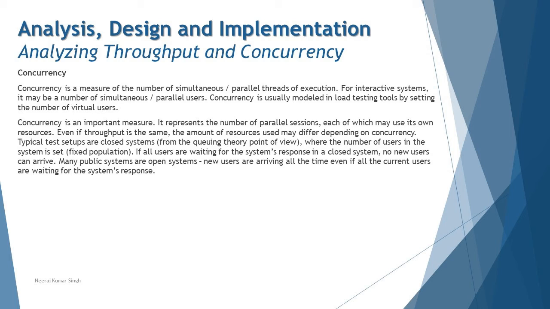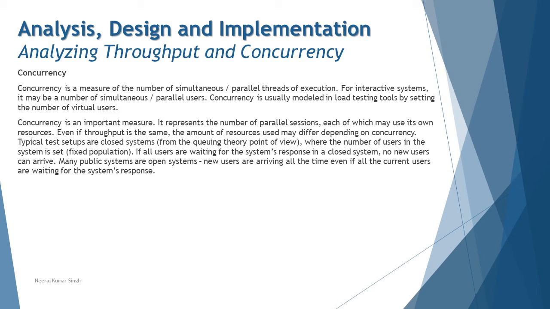Concurrency is definitely an important measure. It represents the number of parallel sessions which will be created, each of which may use its own resources. So you have dedication or allocation of these resources based on the number of users you provide. Even if throughput is the same, the amount of resources used may differ depending on the concurrency. The more the number of people, the fewer resources will remain.